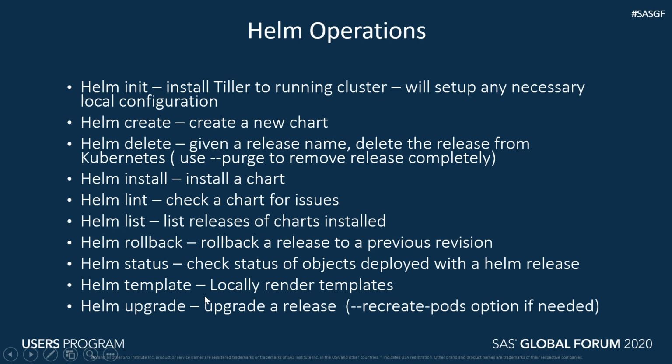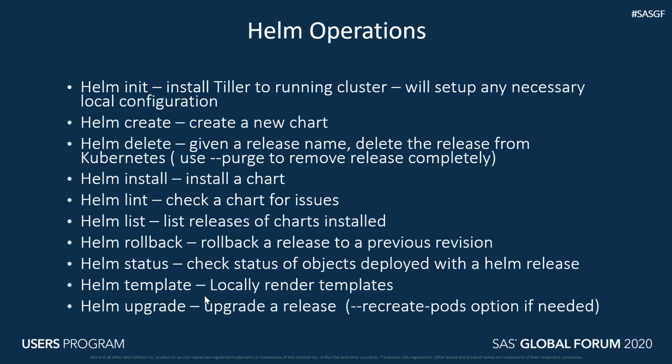Helm operations, a set of operations we can do out there. Helm init simply installs Tiller to a running cluster and sets up any necessary local configuration. Helm create allows us to create a new chart. Helm delete is basically given a release name. Remember that a release is a running instance of something deployed in the cluster by Helm. It deletes the release from Kubernetes. There's a --purge option to remove the release completely.